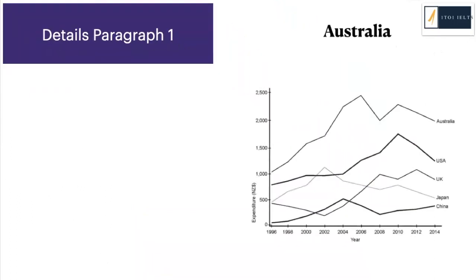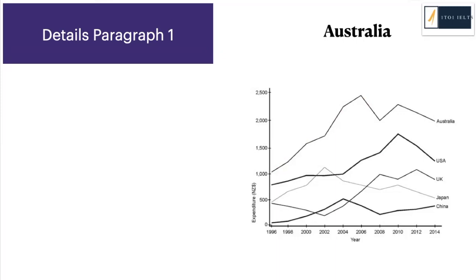Let's focus on details paragraph 1, and we'll start with Australia as it is the highest figure for the entire period. Right, once we start writing, we need to think about what are the important data points that we are going to refer to. Now, we can't refer to every year because that would mean our essay would be too long. We always report the very first piece of data, so that will be in 1996, and the final piece of data, which is going to be in 2014.